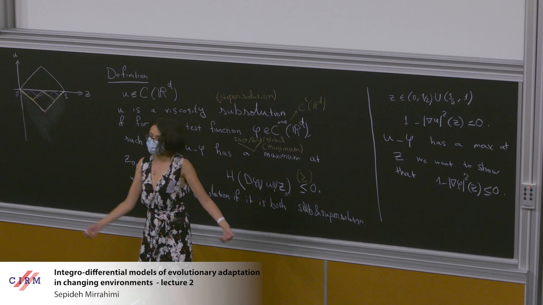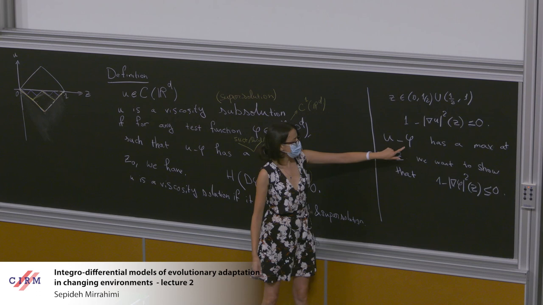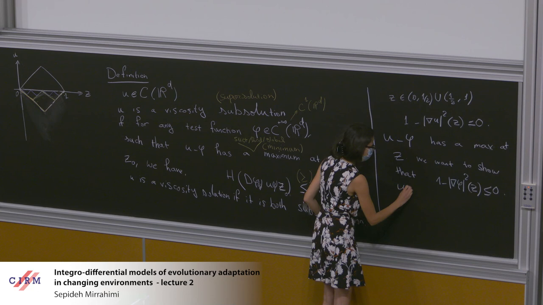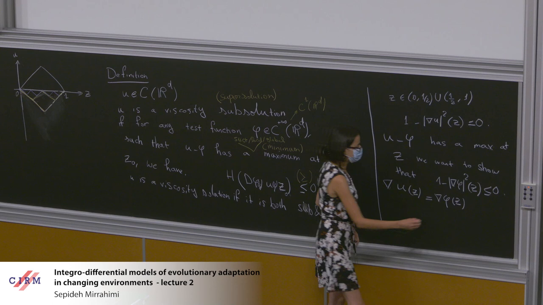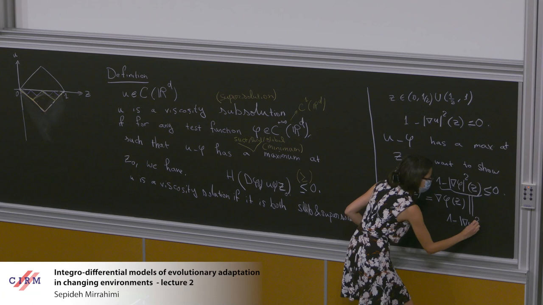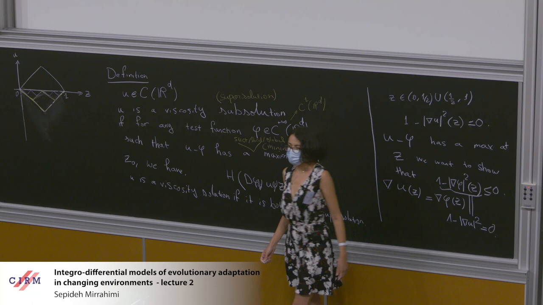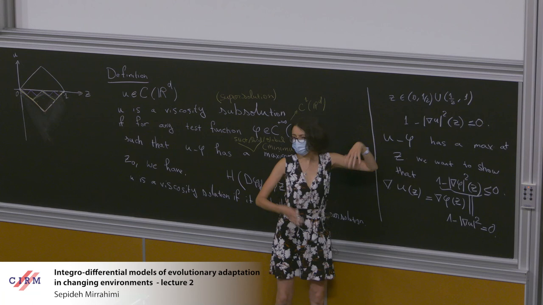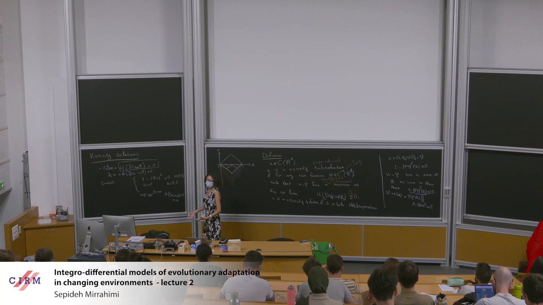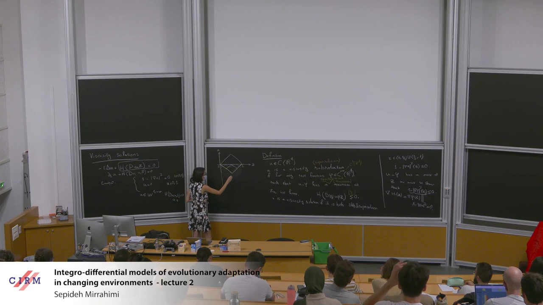Okay? But the thing is that now we have a smooth function. U is differentiable, phi is differentiable, and u minus phi has a maximum at the point z naught. So we know that the gradient of u at z is equal to the gradient of phi at z, because this is a maximum point. Okay? So this is nothing but 1 minus gradient of u squared, which is equal to 0. So it is, of course, negative or 0. And for the same reason, it is also a supersolution. So for sure, for all these points, we have a viscosity solution. And it is indeed the proof of the fact that if we have a classical solution, then we also have a viscosity solution. Then the question is, how about this point? Okay?